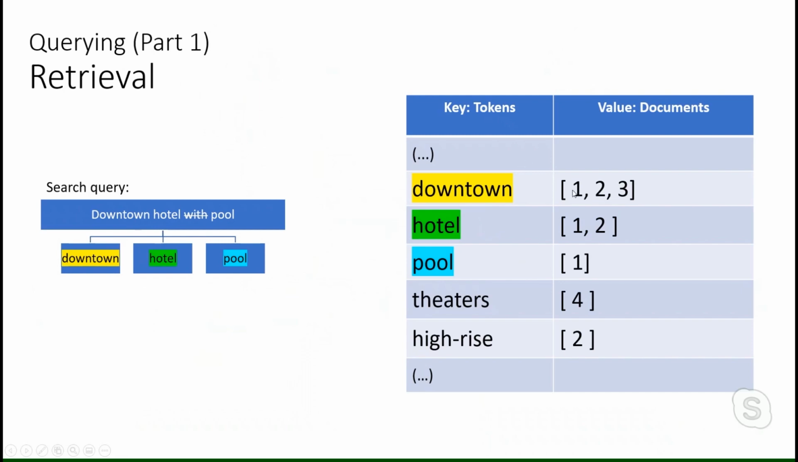This means that you only want to return documents that match all terms. In this case, if you search for downtown hotel pool, that would only be document number 1 because that's the only one that is in all 3 collections of documents. Or if you want to be less restrictive, you can set it to any and say return any document that matches any of those terms.